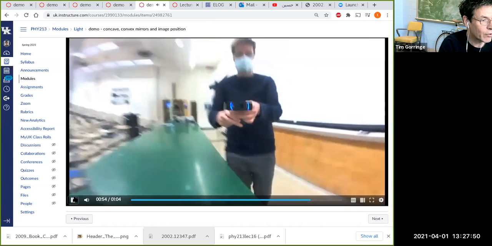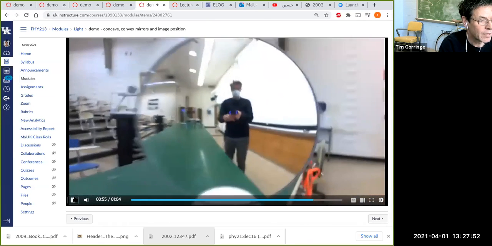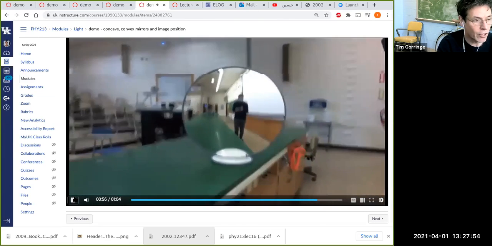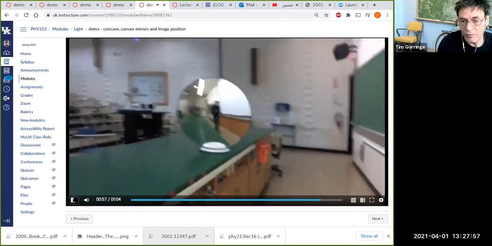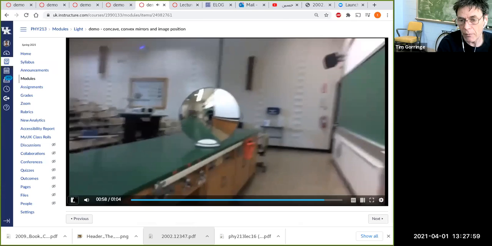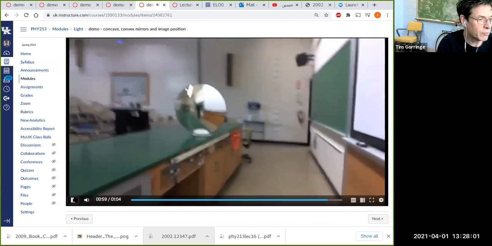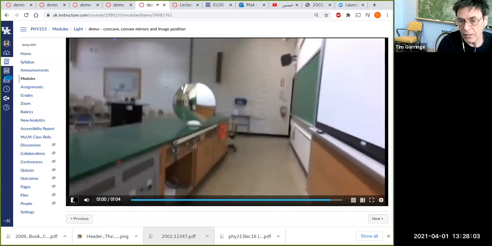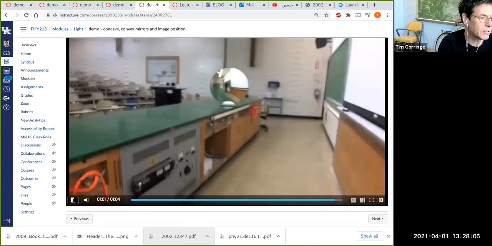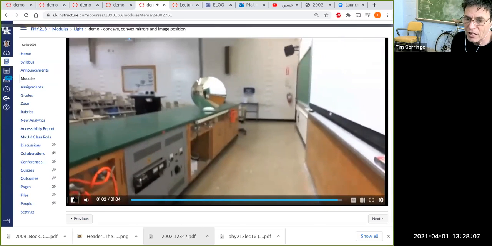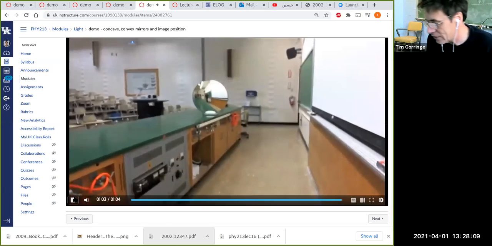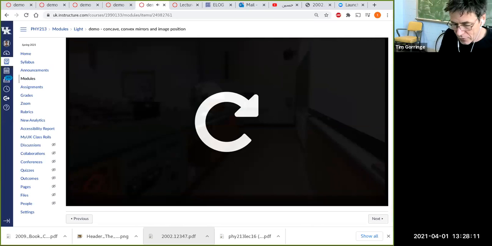And then I'm going to walk away. And so the convex mirror just seems to produce an upright image. It actually just produces a minified image. So it has quite different properties. And it's all encoded in that positive and negative focal length.